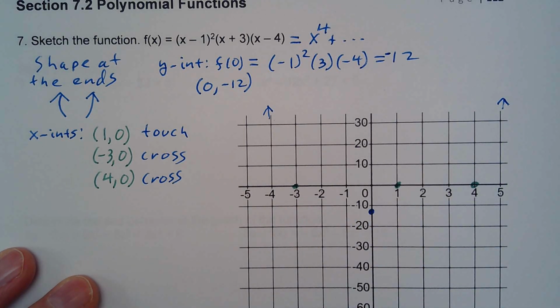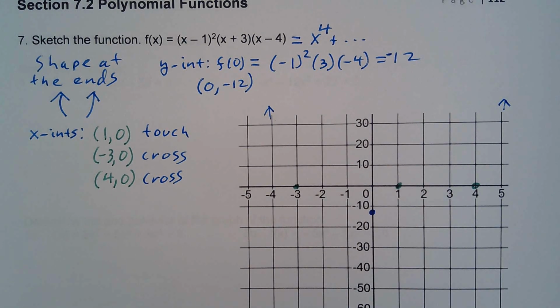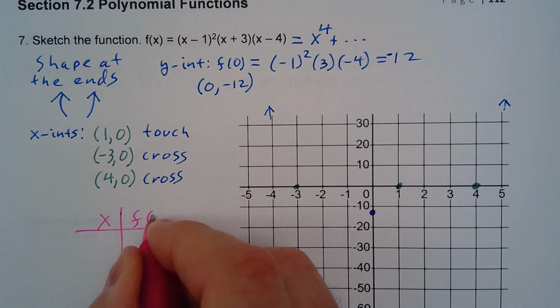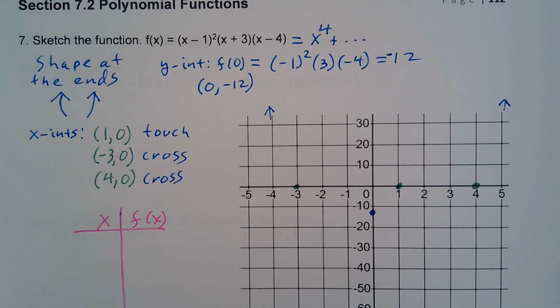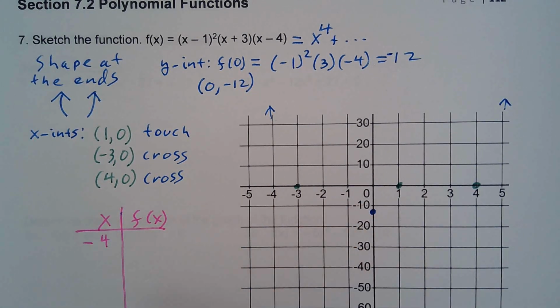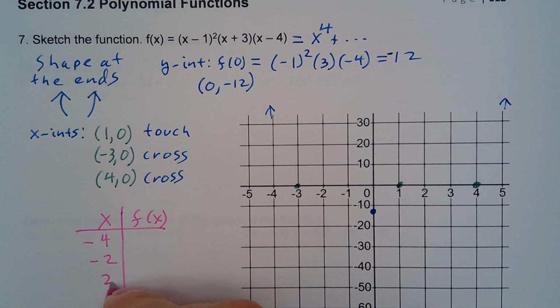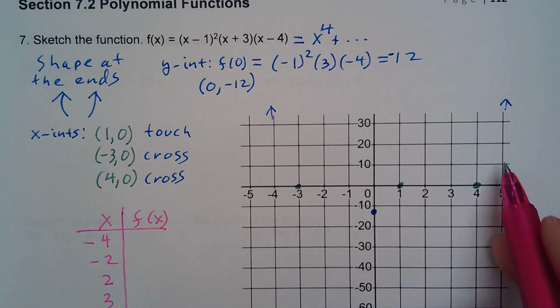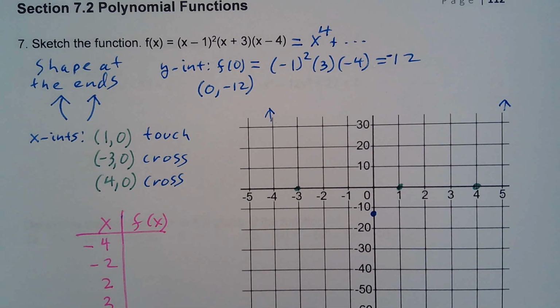I want to get some additional information. Now I want to get some additional points. So here's what we're going to do. We're going to go ahead and make a little table. And I'm going to pick some values. So maybe I'm going to pick here like negative 4. Let's do like negative 2. Maybe one here at 2 and 3. Just kind of get these points in here. And maybe I'll try 5, see what we can get.